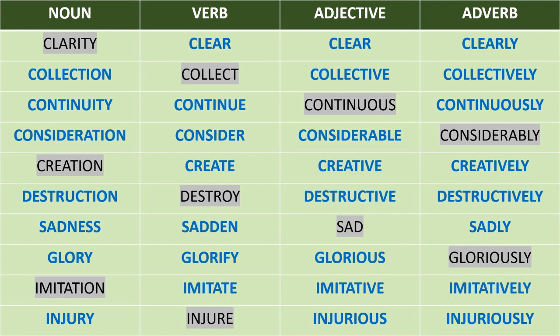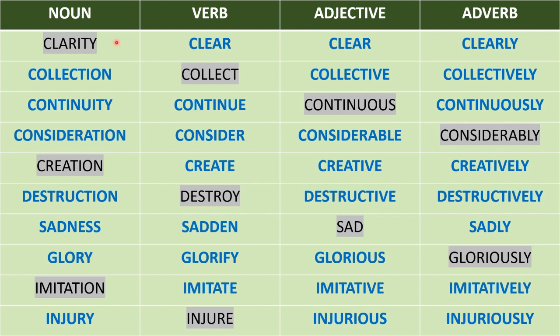The words which were already given are put in grey boxes. Clarity, collect, continuous, considerably. Creation, destroy, sad and gloriously. Then you have imitation and endure. So for these, we don't have to do anything except make sentences.